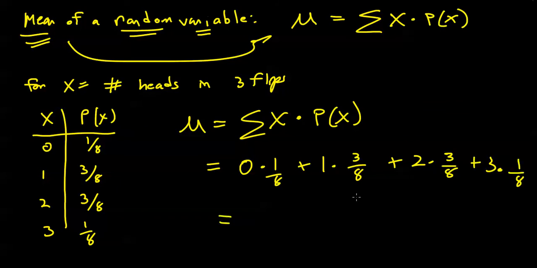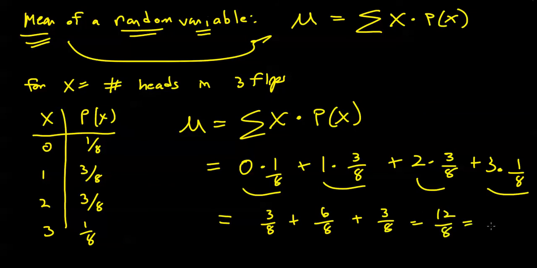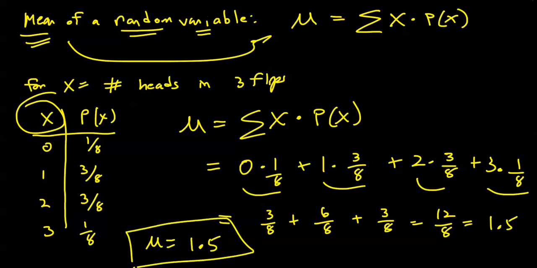And if I multiply these and add them together, let's see, I'll get a 0. I'll get 3/8 plus 6/8 plus 3/8. Let me write that down. 3/8 plus 6/8 plus 3/8. I'll get 12/8. And if I decimalize that, of course, I get a 1.5. So for this random variable x, I claim the mean value is 1.5. Okay, so that's how we compute mean of a random variable.